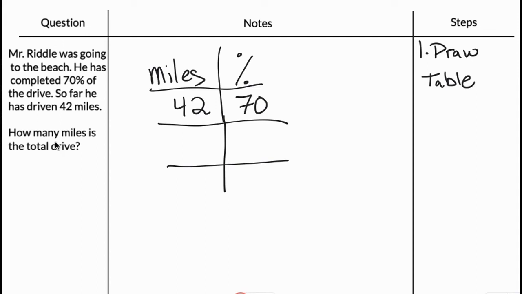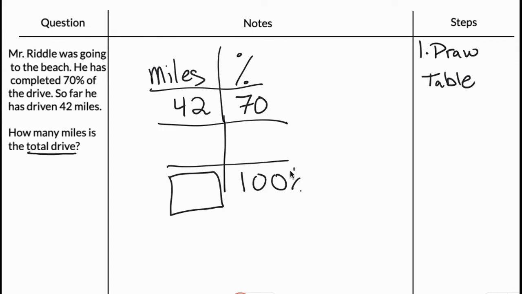In the end, we're trying to find the total drive in miles. So our answer is going to be in this box right here because our answer is in miles, and we're looking for the total drive in miles. But we also know that the total drive is going to be 100% of the trip. So we're trying to figure out how to get from 70 to 100.